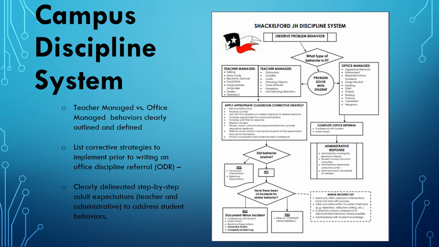Now let's look at a campus discipline system from Shackelford Junior High. Here on this campus discipline system, they have teacher managed versus office managed behaviors clearly outlined and defined. They have listed corrective strategies to implement prior to writing an office discipline referral. They have clearly delineated step-by-step adult expectations, teacher and administrative, to address student behaviors.